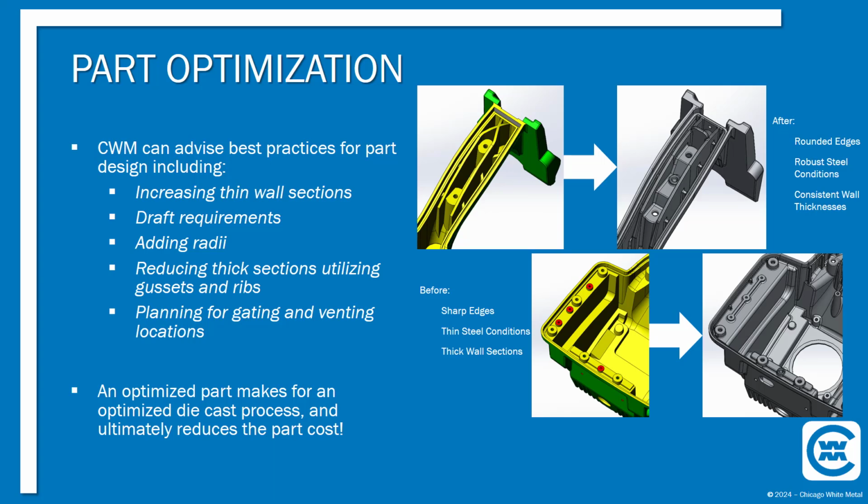So just some examples, things on the screen of what we typically look at and how a part starts from some sharp edges over to rounded features, some thin steel conditions that we look at that you might not think about, but a lot of common things we look at from a part DFM analysis.